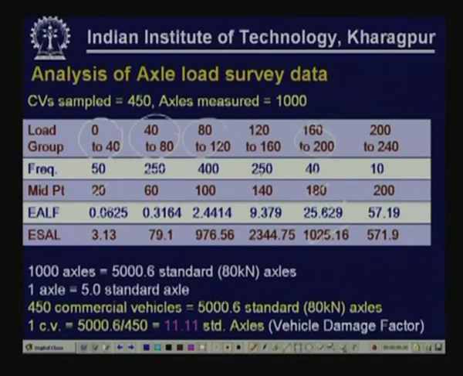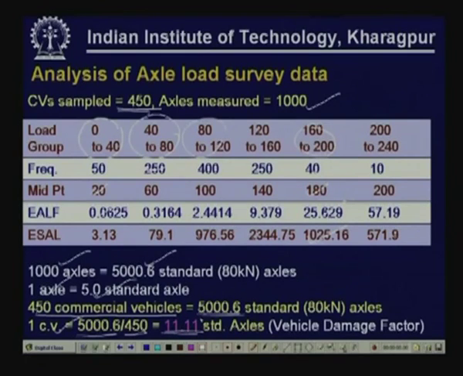As you can see, the total of these axles that have been measured is about 1000. So these 1000 axles, if you take the sum, are equivalent to 5000.6 standard axles. That means one axle is equal to approximately 5 standard axles. We have measured about 450 commercial vehicles, they had about 1000 axles because some of the vehicles had more than 2 axles. So 450 commercial vehicles are equal to 5000 standard axles. That means one commercial vehicle is equivalent to 5000 divided by 450, that is 11.11.